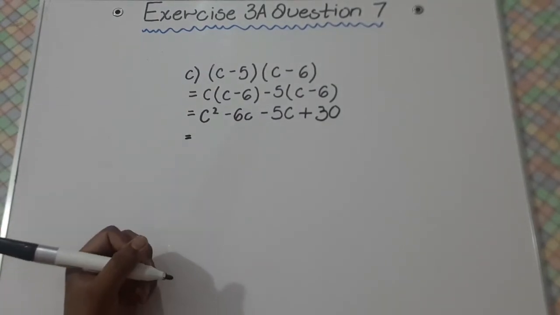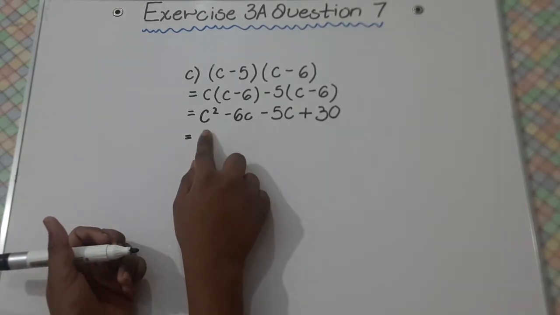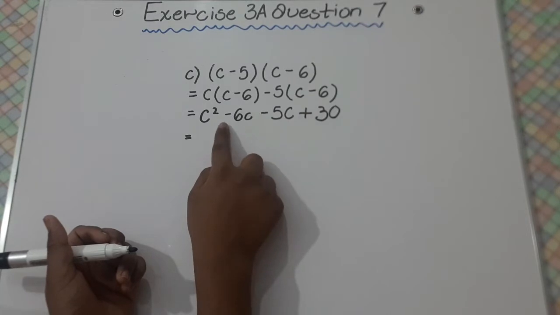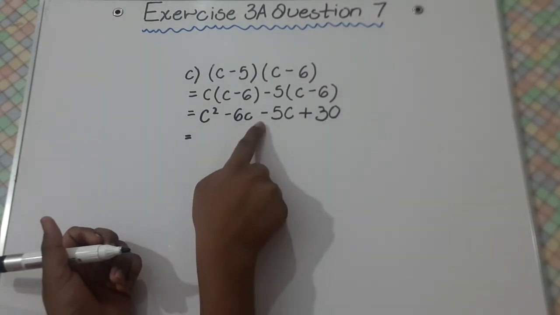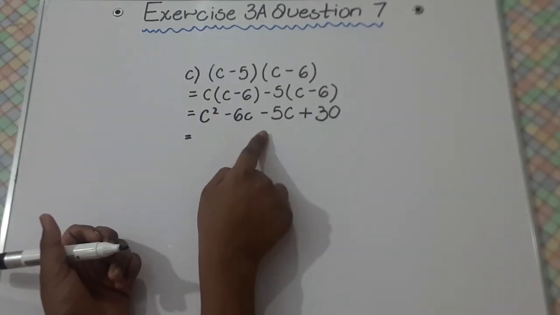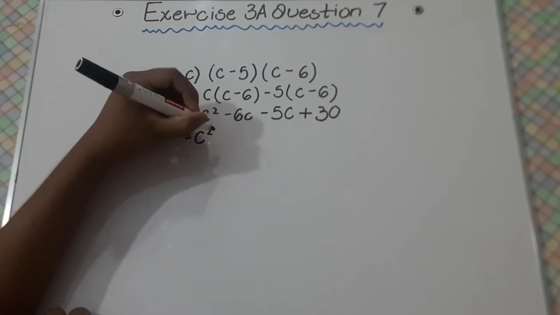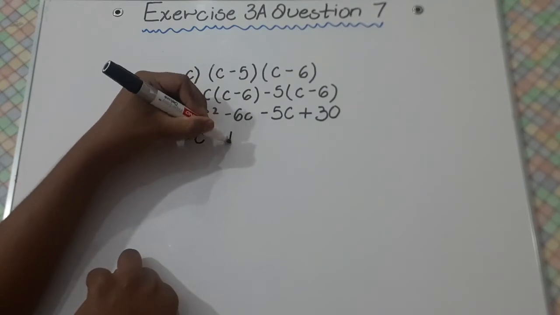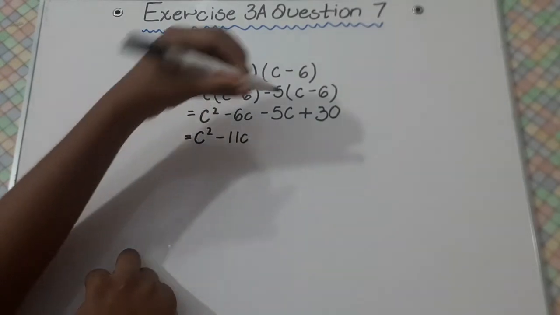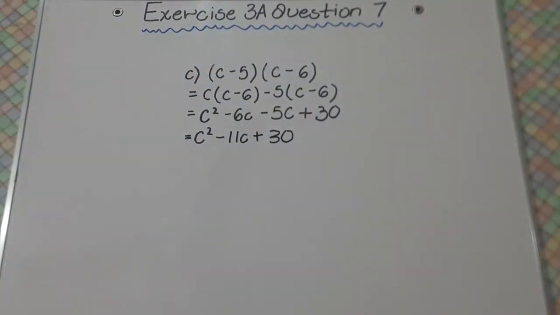Now we are only having one common, 6C and 5C. C square does not have any common, and 30 also. So minus 6C minus 5C means we are going to add these. Minus is plus, so 6 plus 5 is 11, and we are having minus. So we are going to write 6C square minus 11C, as we are adding a negative value in it, and 30. This is the final value, as we are not having any other common in the question.